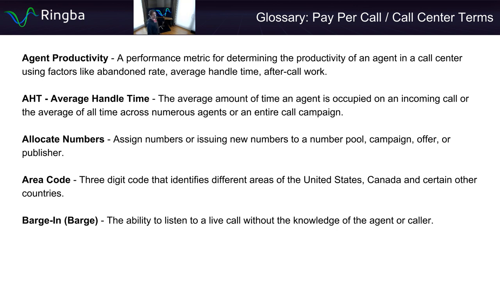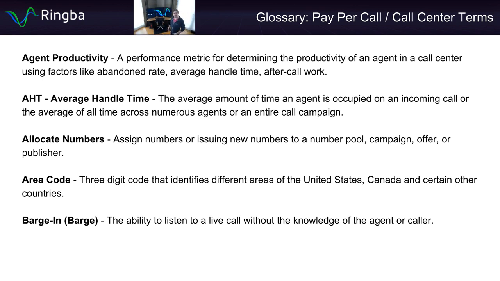Agent productivity. This is a performance metric for determining the productivity of an agent in a call center using factors like abandonment rate, average handle time, after call work, and other metrics that they use to keep track of whether an agent is performing above the requirements that that call center has for whatever campaigns they're running.